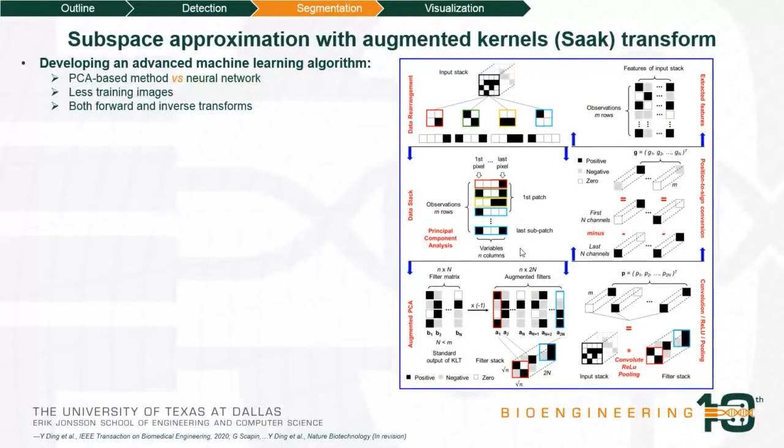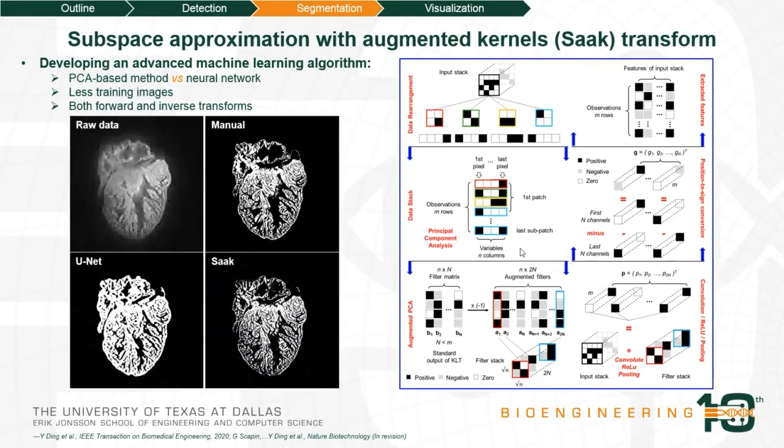The second project in our lab is machine learning-based image segmentation, in which we work with our partners in Los Angeles to develop a method named subspace approximation with augmented kernels, that is SegTransform, to perform image segmentation for our image dataset. The reason why we would like to develop this method is we have very detailed structures in the ventricle, and it's very time-consuming to manually label them.